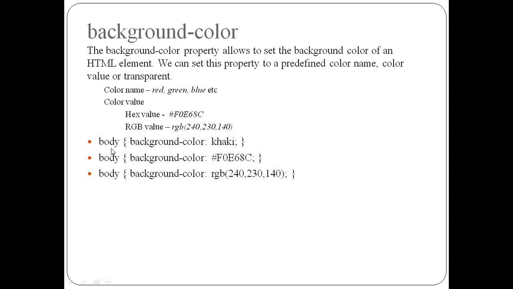In case you want to specify the body background color, you may specify it like this: background-color colon khaki. And in case you want to specify it with a hexadecimal value, it must start with a hash. So this is how you specify, and for RGB color you can specify the combination of red, green, blue.